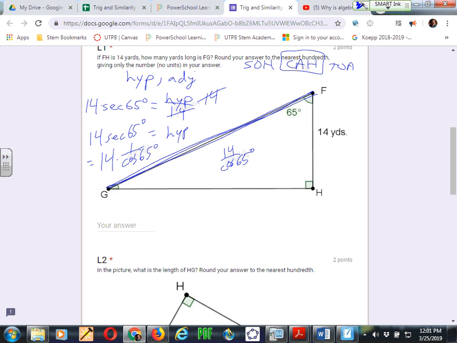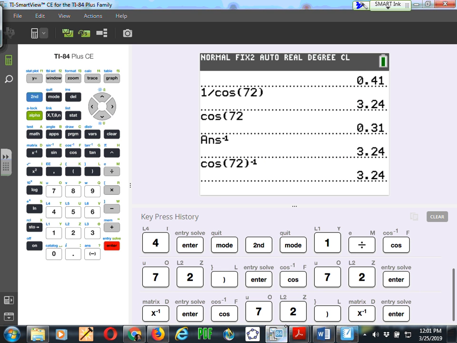If you had done cosine instead, you would have written cosine of 65 is equal to 14 over the hypotenuse. And now you've got to get the h by itself, so you can multiply both sides by h. And you've got to get rid of the cosine of 65, so you can divide by that. And now you get h on the left is 14 divided by cosine. The answer comes out the same either way. And so here's a couple of issues I want to bring up.